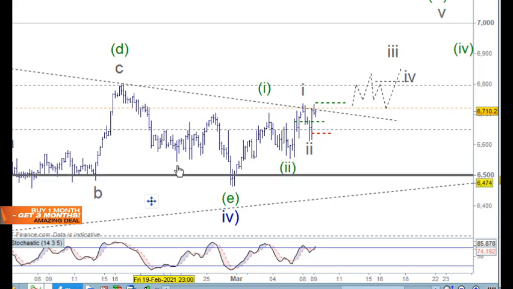We're definitely in some sort of corrective pattern. Even this move here has got 5 waves in it, 3 waves and 5 waves. So this is corrective. So we need to be taking out this top here. So all you need to do is just hang on to your seats.